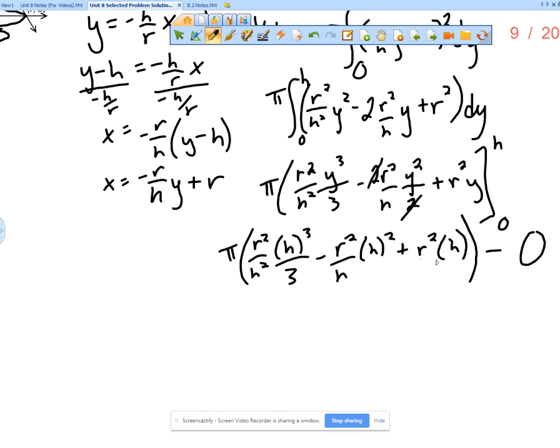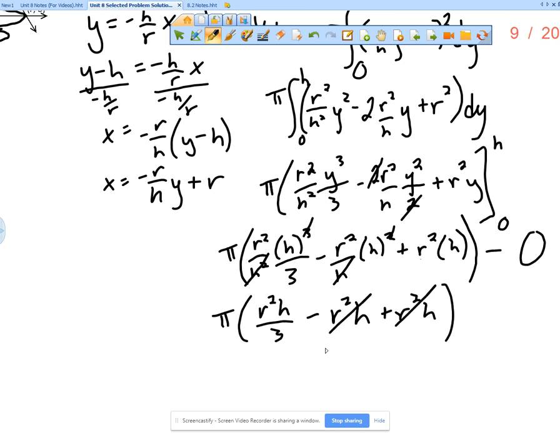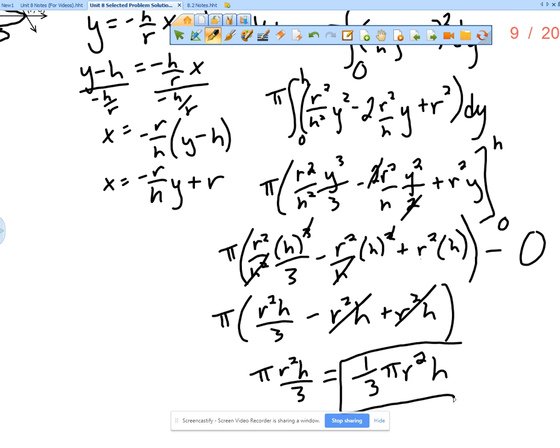Now we just want to simplify. For the first term, I've got r squared, and then I've got an h cubed and an h, so two of the h's reduce. So I get r squared h over 3, minus. This one, h squared and h, those reduce, so I'm just left with minus r squared h plus r squared h, and those actually subtract out. And so I am left with pi times r squared h over 3, or the volume formula that we probably know is one third pi r squared h. And so that is where the volume formula for a cone comes from.